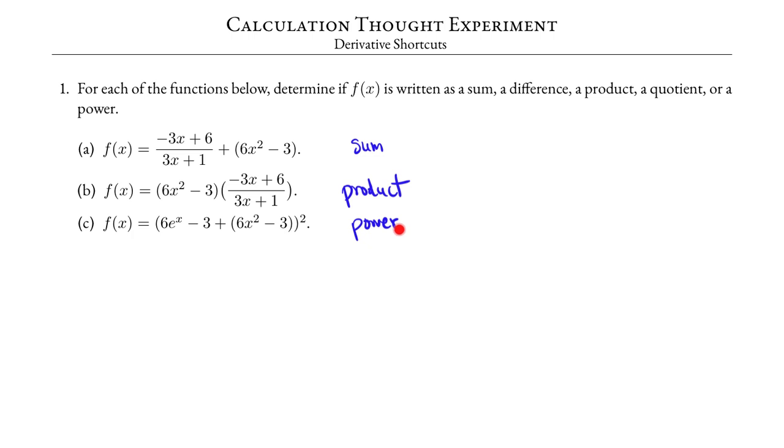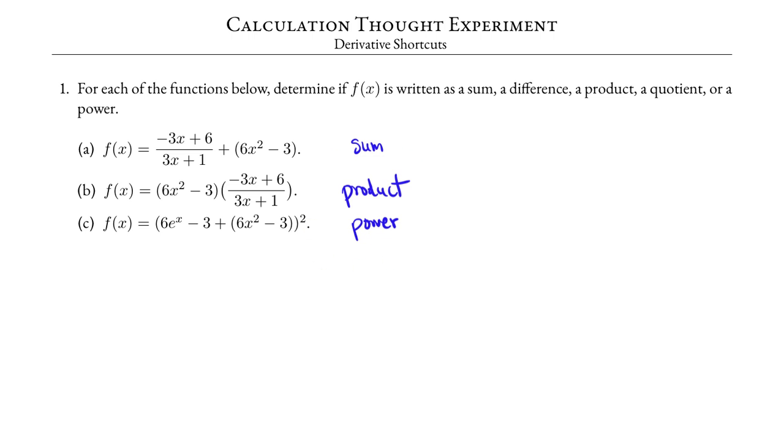And once we proceed to find the derivative using each of these rules, we will need to find the derivative of each of the terms, and in each of those terms, we might need to use other shortcuts. We won't find the derivative in this case because we're not asked to do so. We only need to determine whether f of x is written in each of these forms.